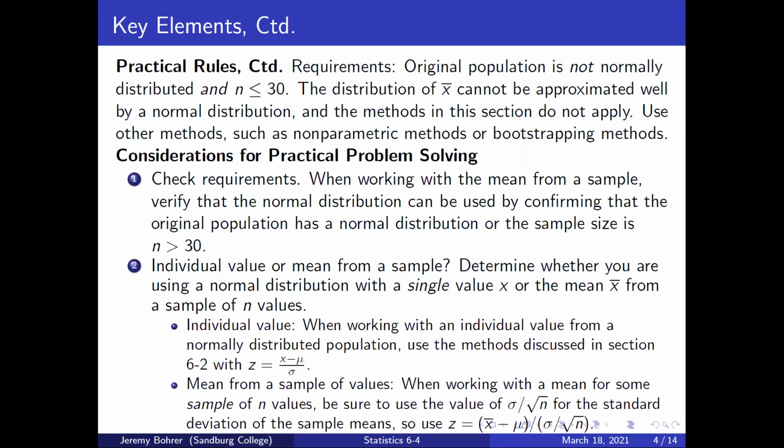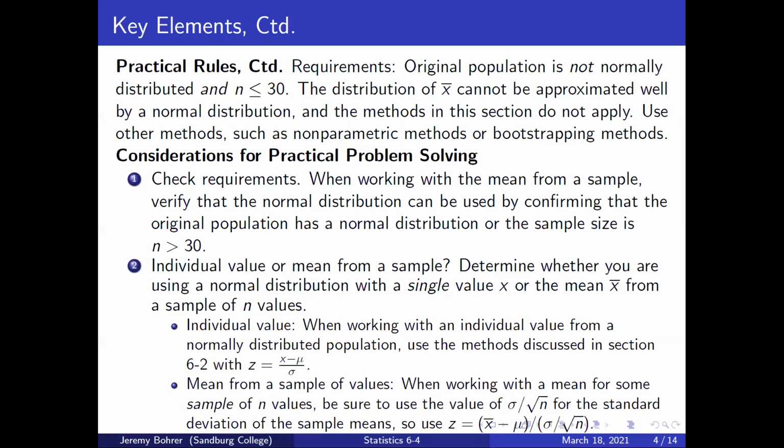Practical rules, continued. Requirements: original population is not normally distributed and n is less than or equal to 30. The distribution of x bar cannot be approximated well by a normal distribution, and the methods in this section do not apply. Use other methods such as non-parametric methods or bootstrapping methods. Considerations for practical problem solving. Check requirements. When working with the mean from a sample, verify that the normal distribution can be used by confirming that the original population has a normal distribution or the sample size is greater than 30.